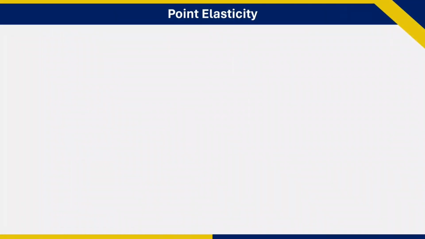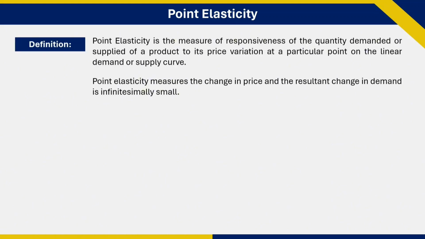In the previous slide, we learned how we can measure price elasticity with the arc elasticity method. Here, we will study another method of measuring elasticity, that is point elasticity. Point elasticity is the measure of responsiveness of the quantity demanded or supplied of a product to its price variation at a particular point on the linear demand or supply curve. This concept is important when the change in price and change in demand is infinitesimally small.